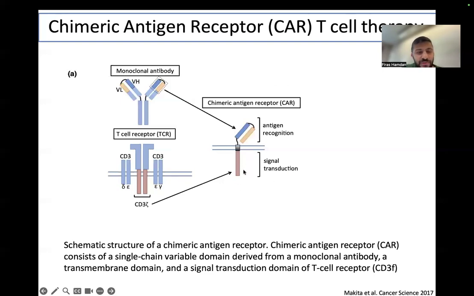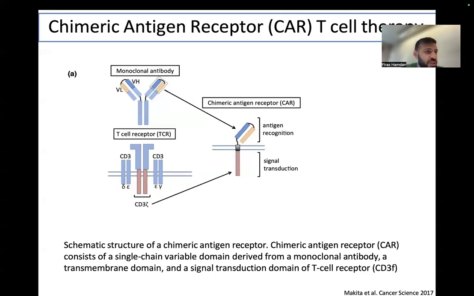This is basically now you've made a T cell able to kill MHC independent. So it doesn't matter that your tumor downregulates your MHC. We don't care about that because now we have this receptor that's able to recognize the antigen found.